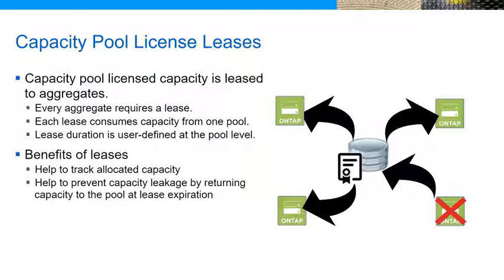Capacity leakage happens when capacity has been leased but is never returned to the pool. Leases automatically renew as long as the node has connectivity with Deploy. The nodes periodically run the lease renewal process, which requires no user interaction.